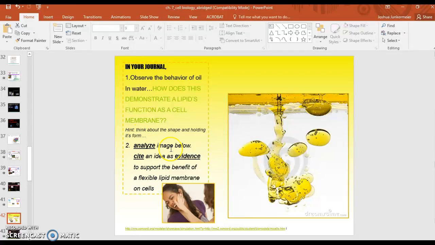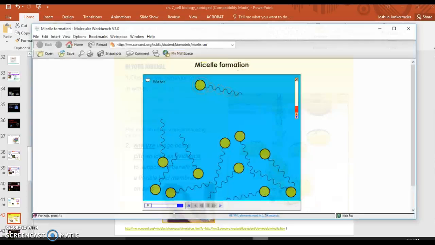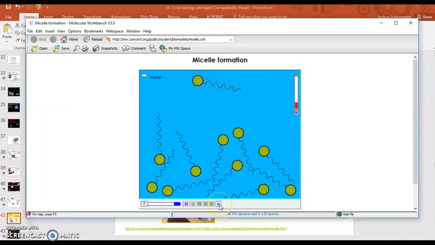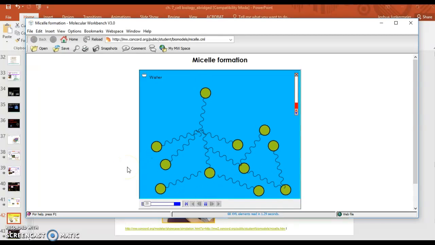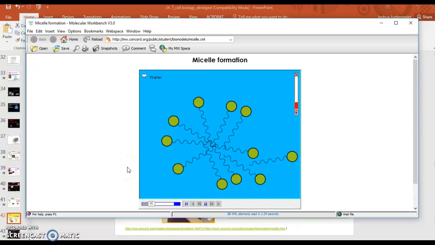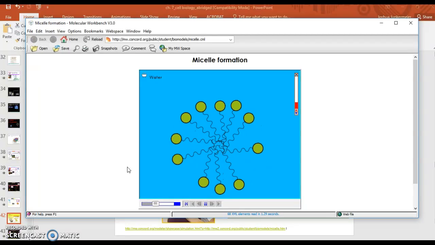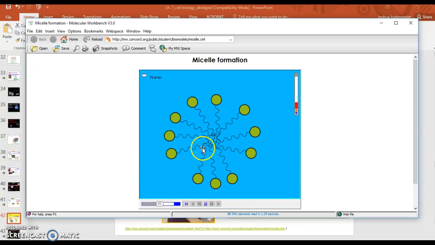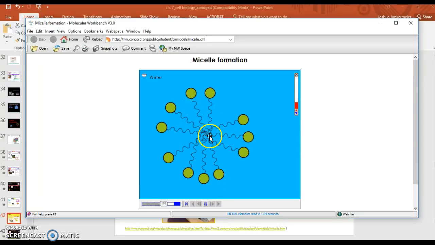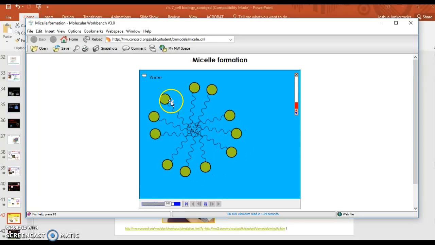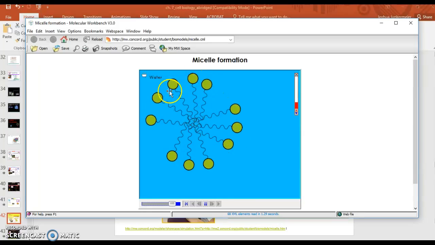Next up, it says, actually, you know what we're going to do? Let's check this out. Let's look at the behavior of, and this is a simulation of lipids when placed in water. So each one of these represents a lipid polymer. Watch them go. You can see that they form close attractions or forms of bonding with each other, and they take a circular structure.